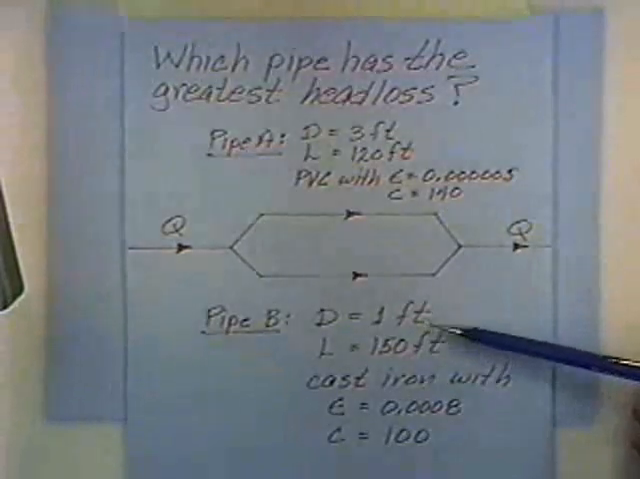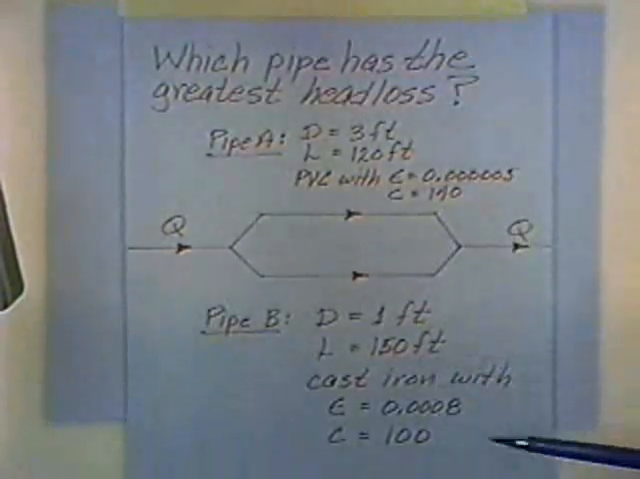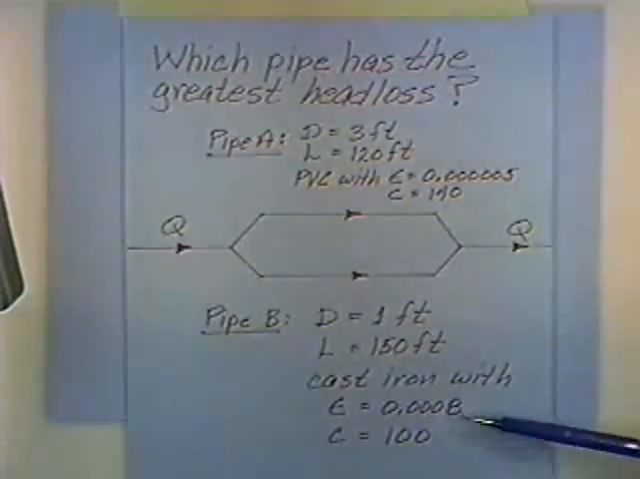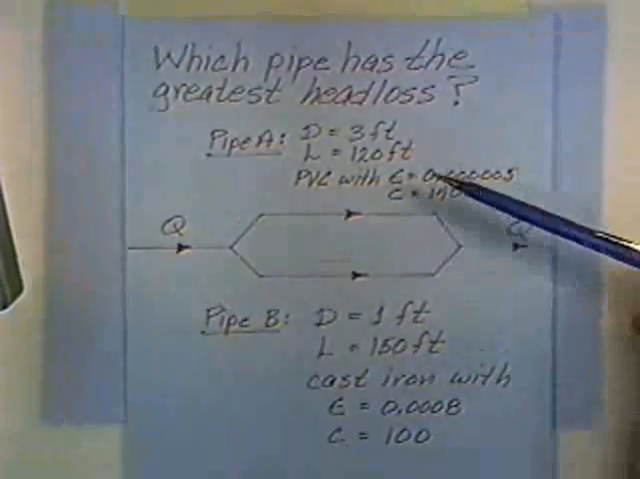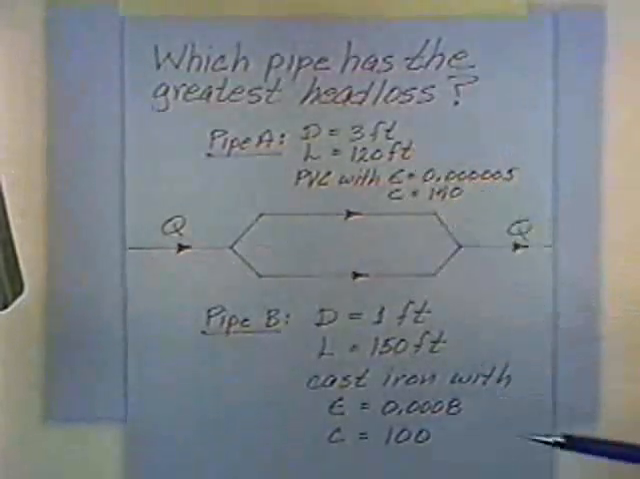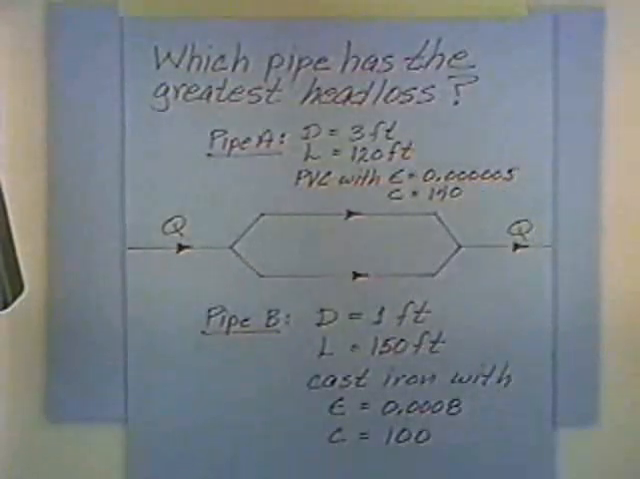And then this pipe is small diameter relative to this other pipe of 1 foot. It's longer, 150 feet. It's rougher. It's cast iron with a roughness of 0.0008 feet. And so we've got a large diameter, short, smooth pipe. We've got a small diameter, longer, rougher pipe. And my question is, which one has the largest head loss?